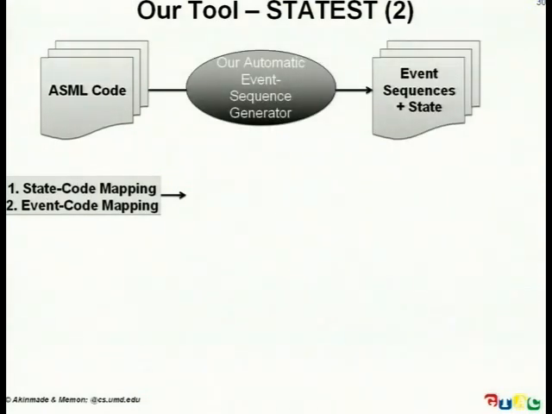So now we have our ASML code, which basically represents our state model, like all the transitions and all the states that are possible. And we also have what they represent using in WebDriver code, like the events and the states. And then we came up with an automatic event sequence generator, which basically converts our state model, traverses it, and comes up with a list, like a tree of event sequences and the different states as you go along.